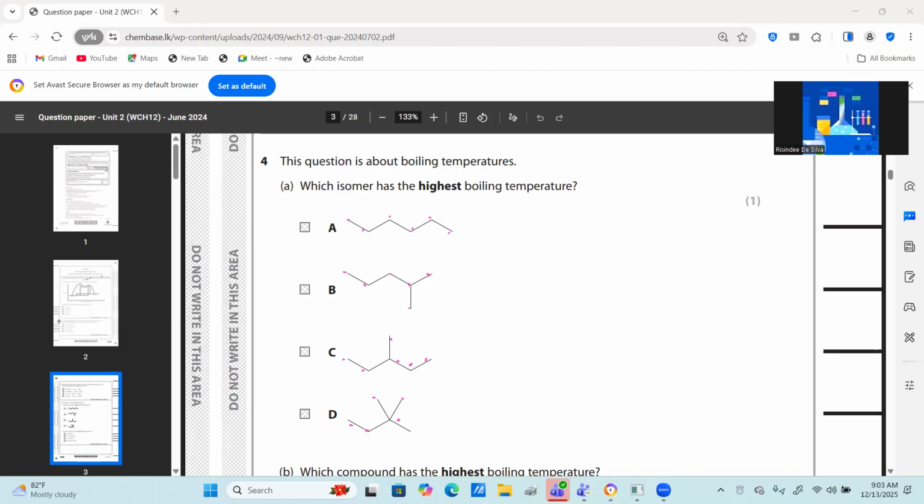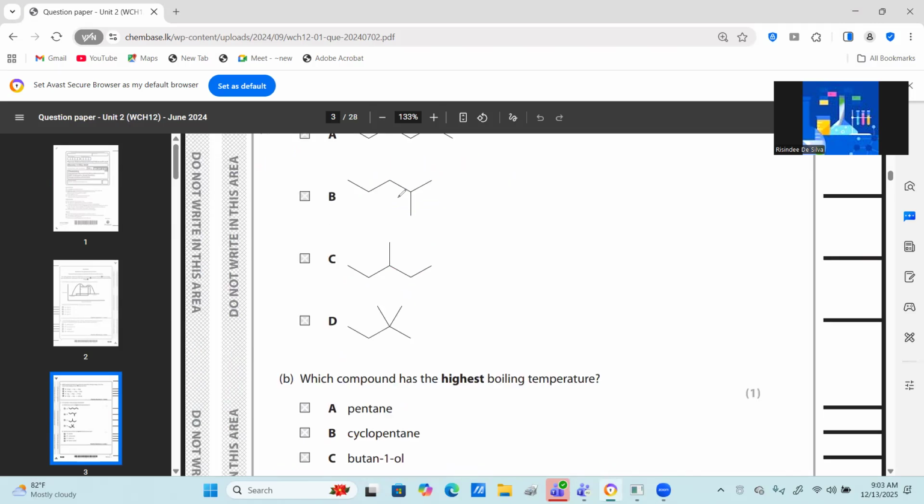So when they have the same number of electrons, we have to see which one has a straight chain. Ones with a straight chain are capable of having more points of contact between other molecules. So their London forces will be greater. Therefore, it will have a higher boiling point.